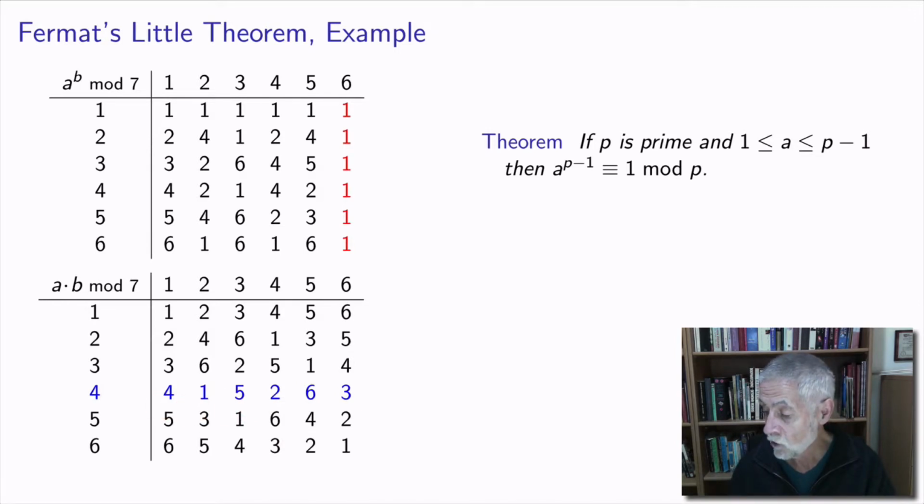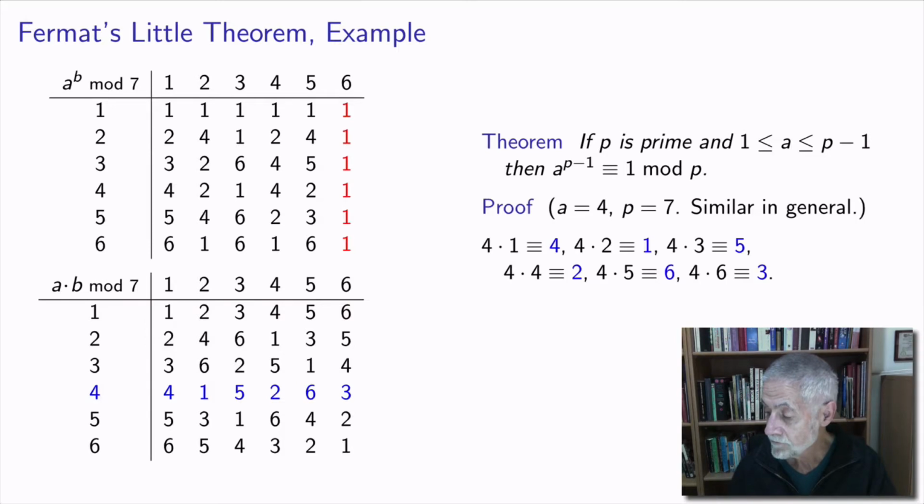And so on. I get 4, 1, 5, 2, 6, 3, and we saw before that because we have a prime modulus, this set of numbers is a permutation of this set of numbers. So here, now we make the observation that since 4 times 1 is congruent to 4, 4 times 2 is congruent to 1, let's say 4 times 5 is congruent to 6, here.